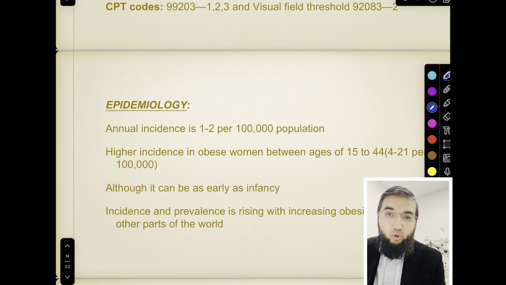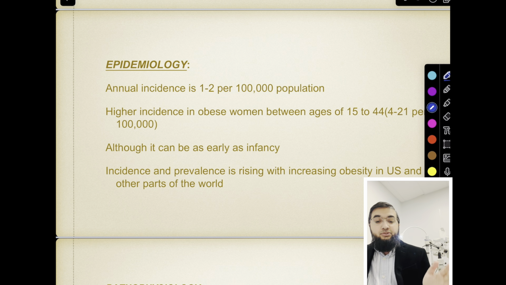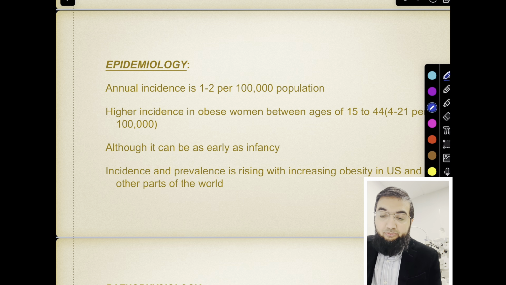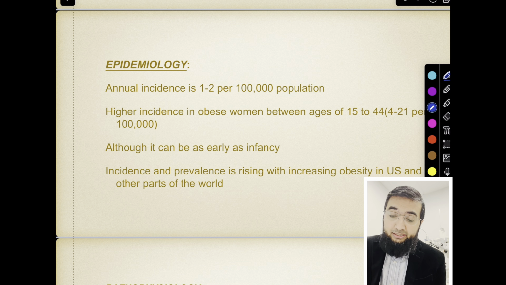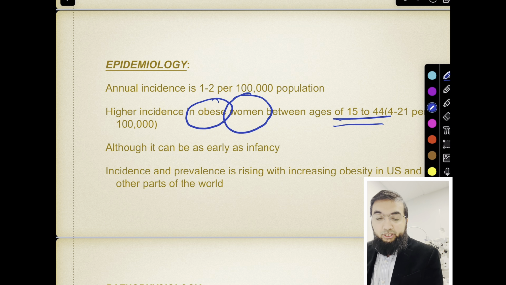Let's now go over the condition itself. Annual incidence is 1 to 2 per 100,000 of the patient population in America, and the higher incidence is in obese women in the age range of 15 to 44.